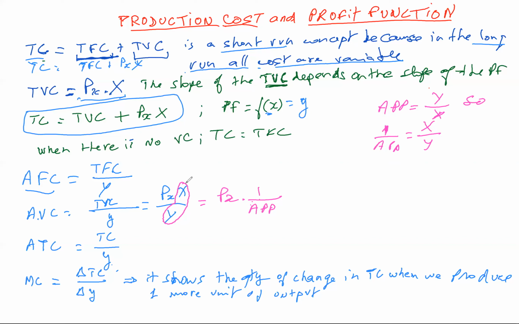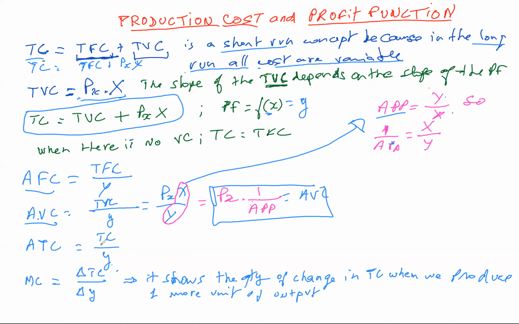So I explained that here. We know that average physical product is y divided by x. So 1 divided by average physical product. This is too messy now. Average physical product is going to be x divided by y, and that's what we have over here. And so the average variable cost, sorry, can also be expressed in this form here.